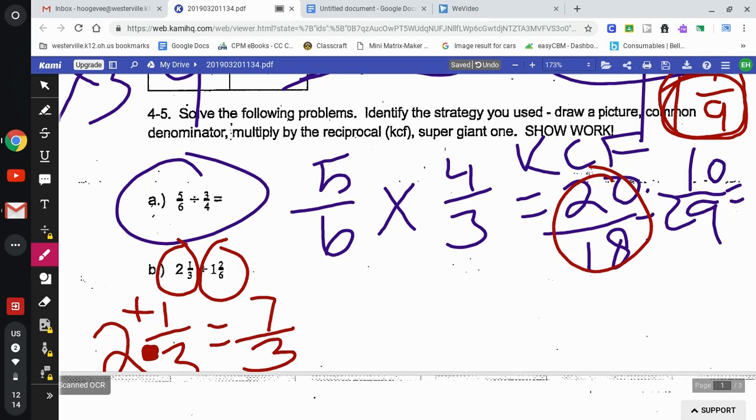Real quick, I'll do it for 1 and 2/6, and I'll come over here and do it because I want to keep change flip. So I already changed it.